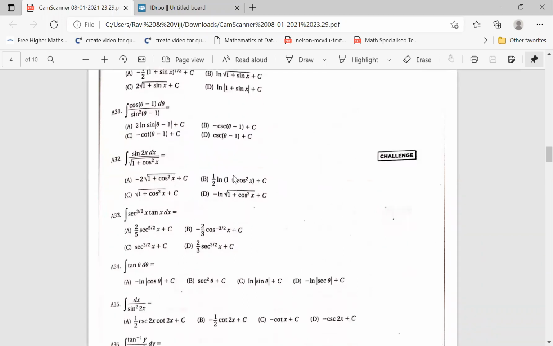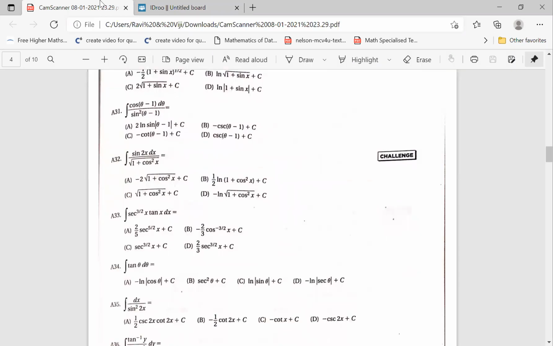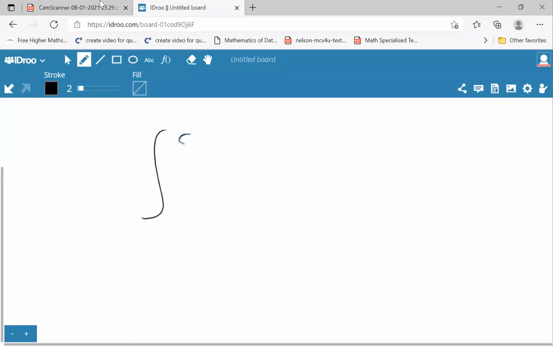32nd one. Integration of sine 2x dx by root of 1 plus cos squared x. Integration of sine 2x dx divided by root of 1 plus cos squared x.